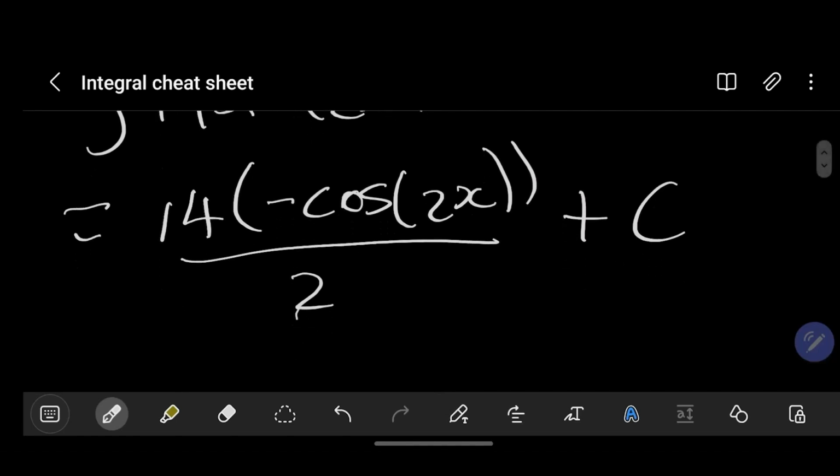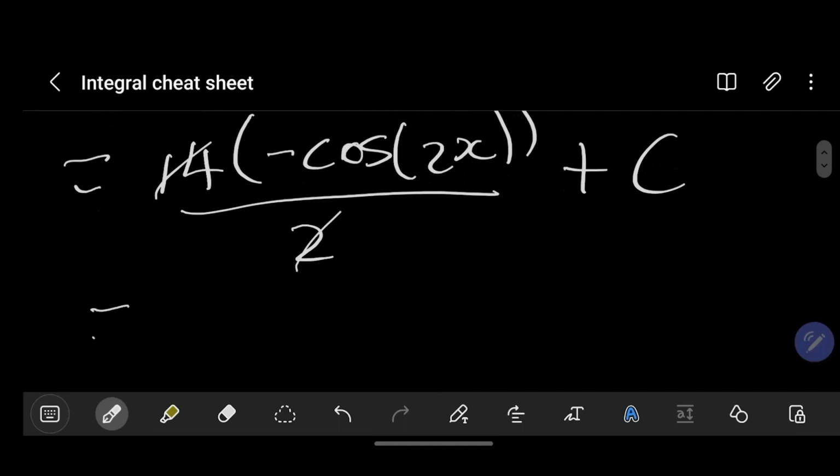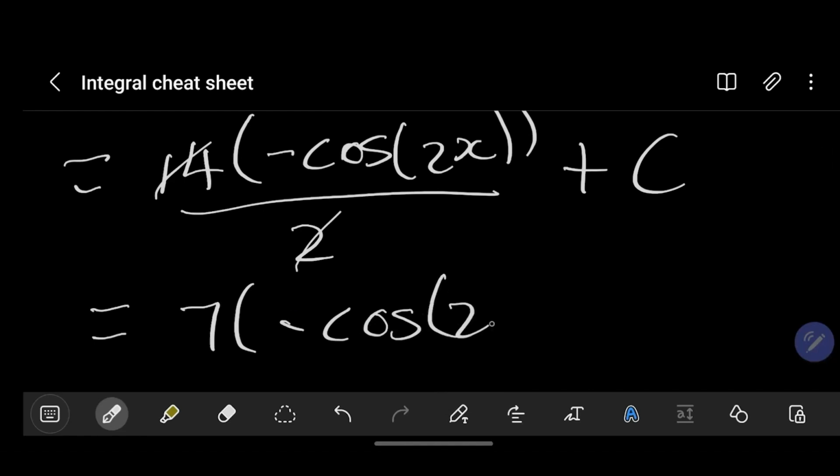And we can simplify this. Just remember to simplify. So that's equal to 7 into minus cos 2x plus c. Quite simple, right? So when you have the constant, bring the constant to the denominator as well, similarly to how we did with the exponential rule.